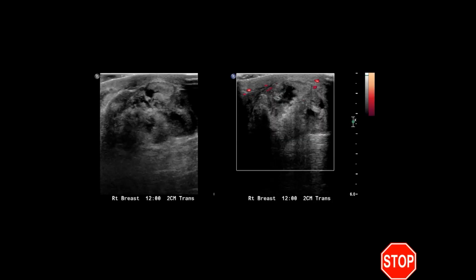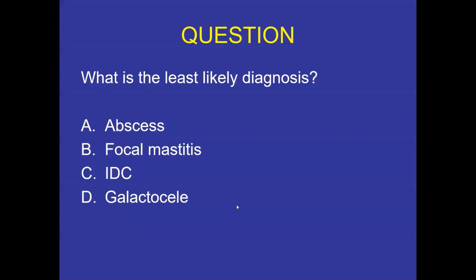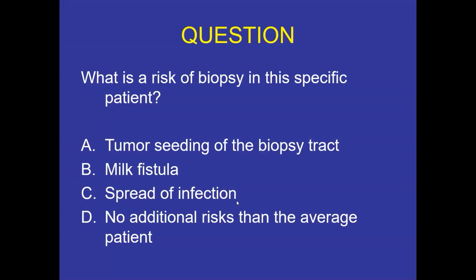All right, looks like we have our answer. All right, so we have a bunch of different opinions. It looks like a third. So no one thought abscess, but a third thought focal mastitis, a third IDC, and a third galactocele. All right. And then what is the risk of biopsy in this specific patient? And we'll get to all the answers at the end. All right, a milk fistula. Excellent.